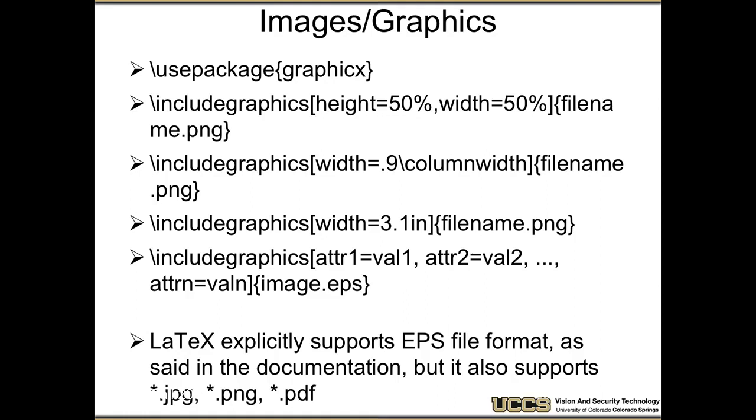So if I do include graphics, width equals 0.9 column width. The 0.9 is literally a multiplier. If I put two numbers next to each other inside a TeX command, it multiplies them. So column width is how wide is my column. This says give me 90% of the column. And that means my figure scales. If I change from a single column format to a double column format, it automatically scales everything.